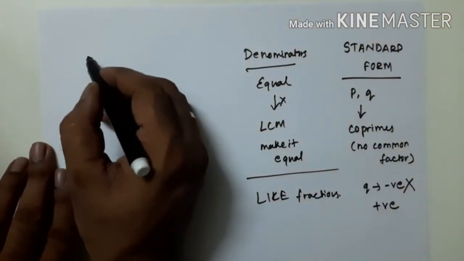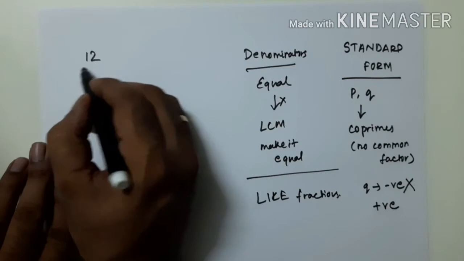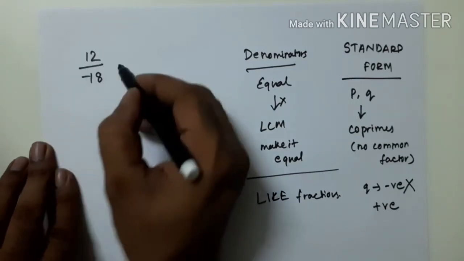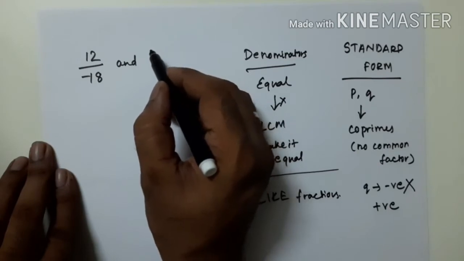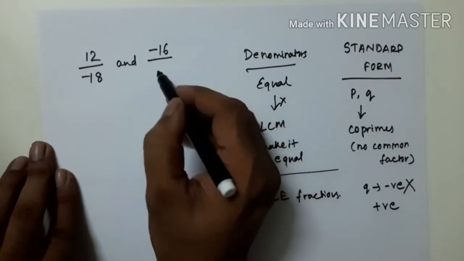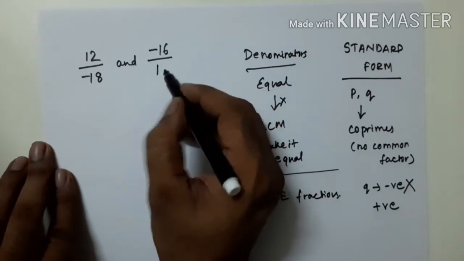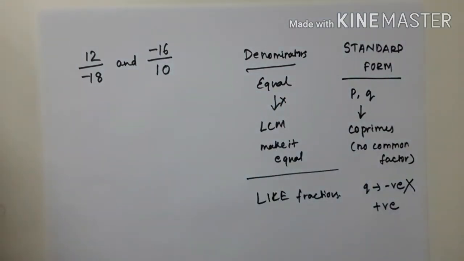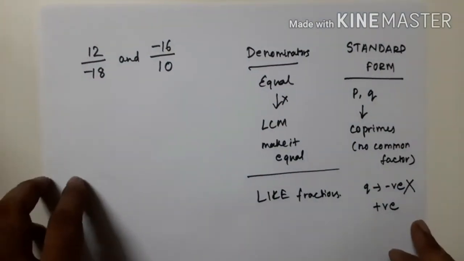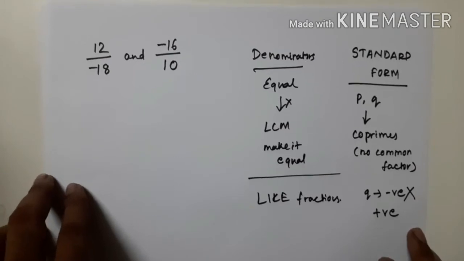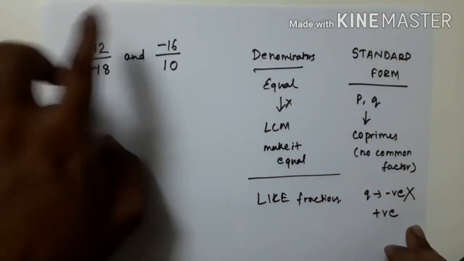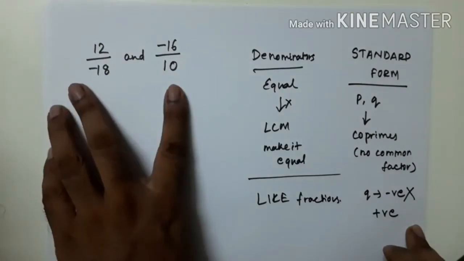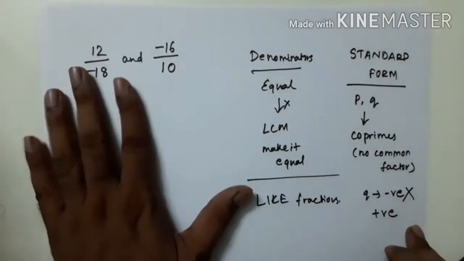Suppose we take 12 by minus 18 and minus 16 by 10. Now here we can see both are negative rational numbers, because this has opposite signs, this also has opposite signs, so both are negative rational numbers. So just by seeing their sign we cannot compare them now.